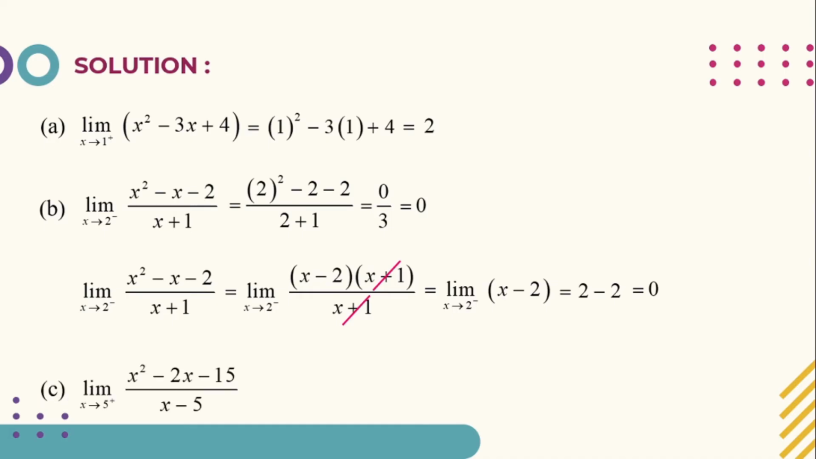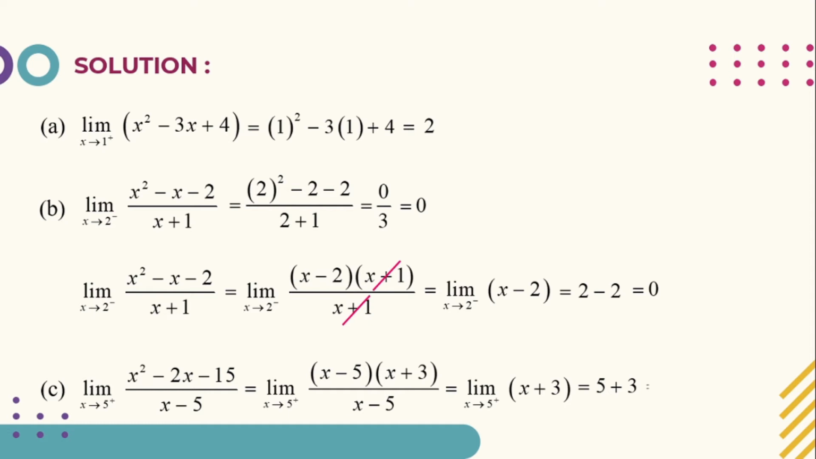Okay, for C, it's the same as B, where we have a quadratic expression on the top. So it is better to factorize the quadratic expression and get the limit of (x minus 5)(x plus 3) over (x minus 5) as x approaches 5 from the right. Here we notice that we can cancel x minus 5 and just leave the limit of x plus 3 as x approaches 5 from the right. Okay, substitute 5 and get the limit value is 8.